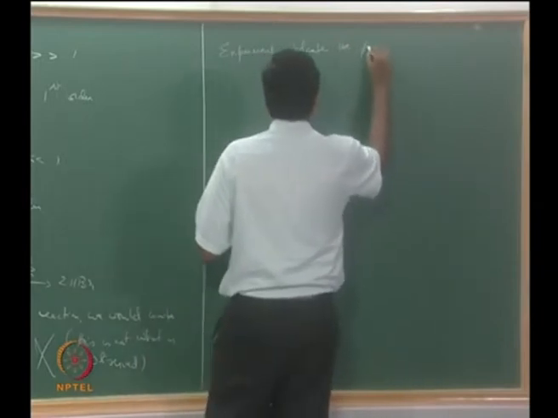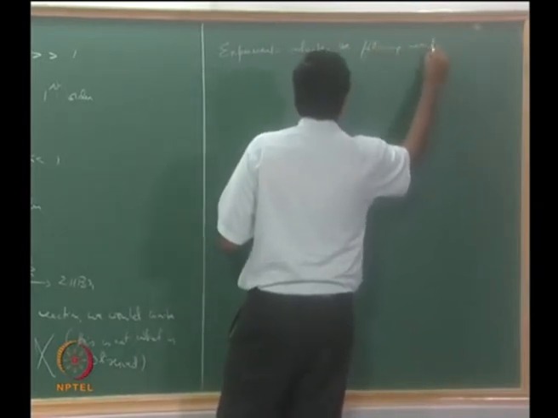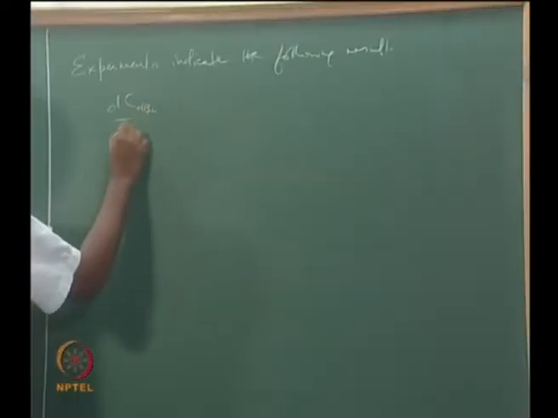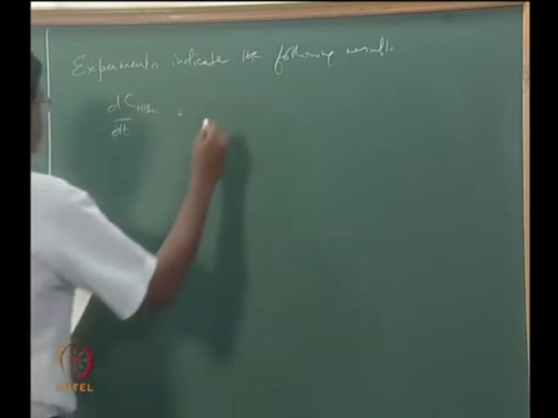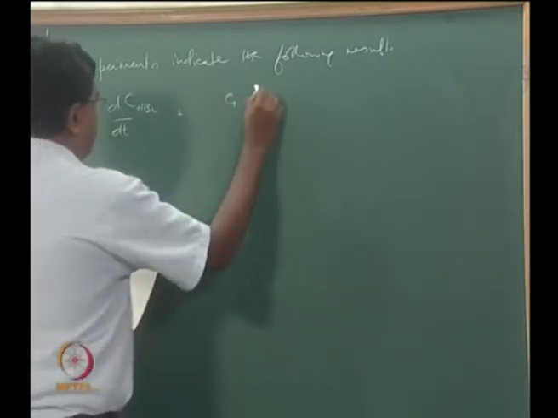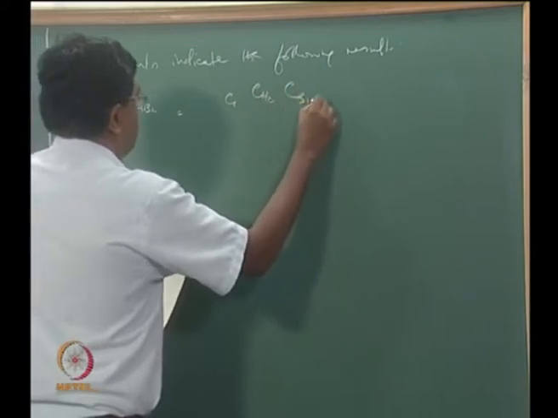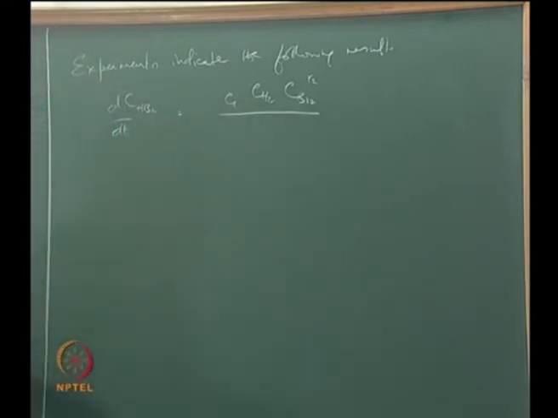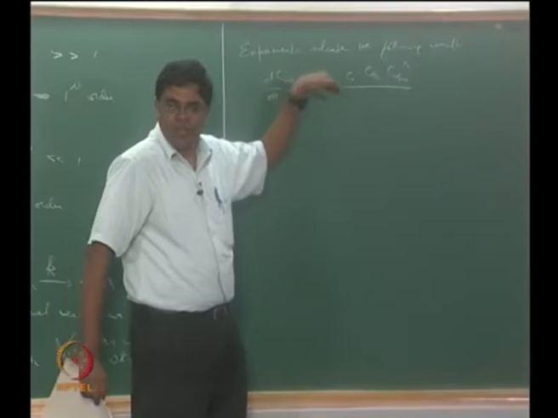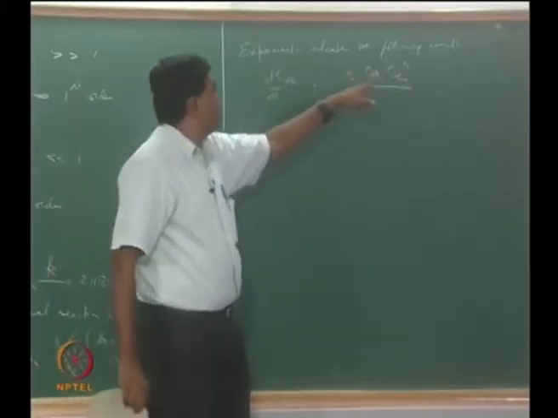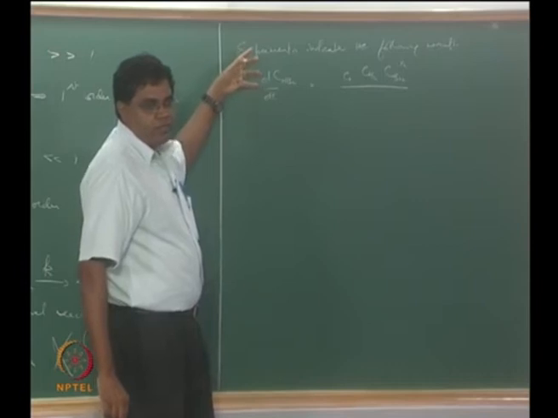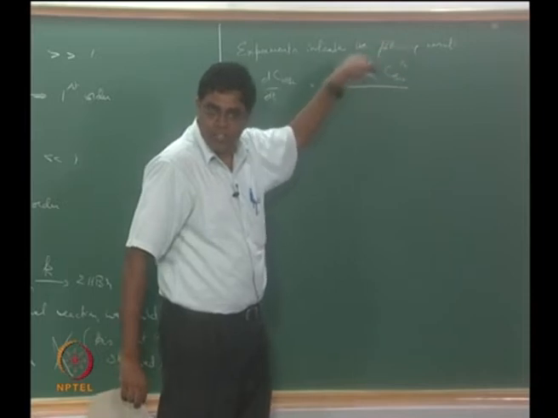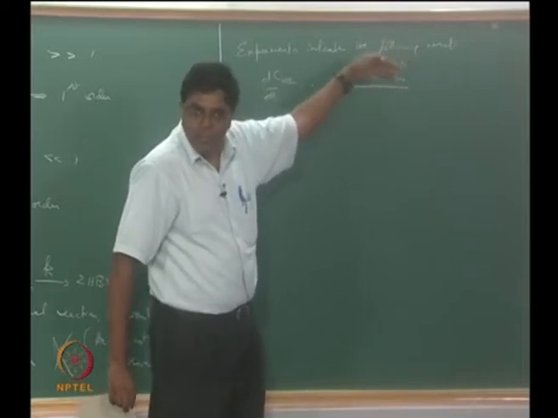the following result. dCHBr divided by dt is some constant C1 CH2 CBr2 to the half, right? Well, you know now that's not the whole story because we now have this bar, but as it is, we are now finding that the rate of production of hydrogen bromide is dependent on the concentration of bromine to the half rather than linearly, right? But that's not the whole story.